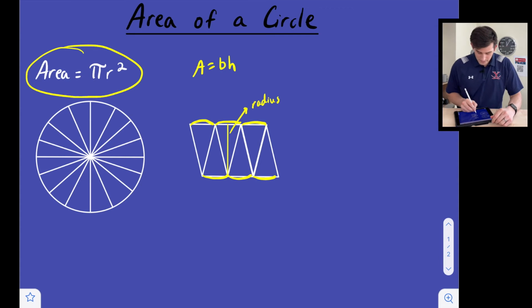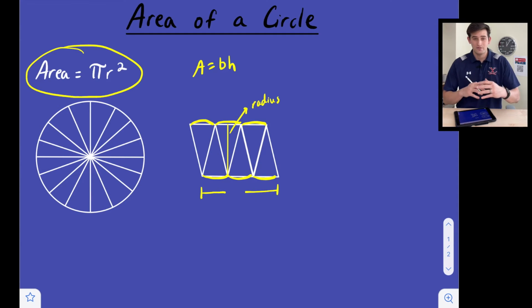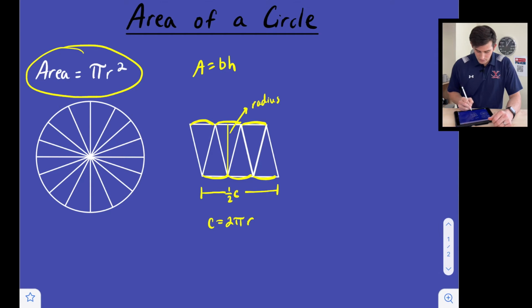So if we think about the base of our parallelogram here, this is half of our circumference, right? It's like taking all of our pieces and putting them together. Now this is going to be 1/2 of the circumference. Well, we talked about circumference in a previous video, I'll link it in the cards right now. Circumference is equal to 2 pi r. So now we have that the base is equal to 1/2 times 2 pi r, and we can simplify that to get a base of just pi r.